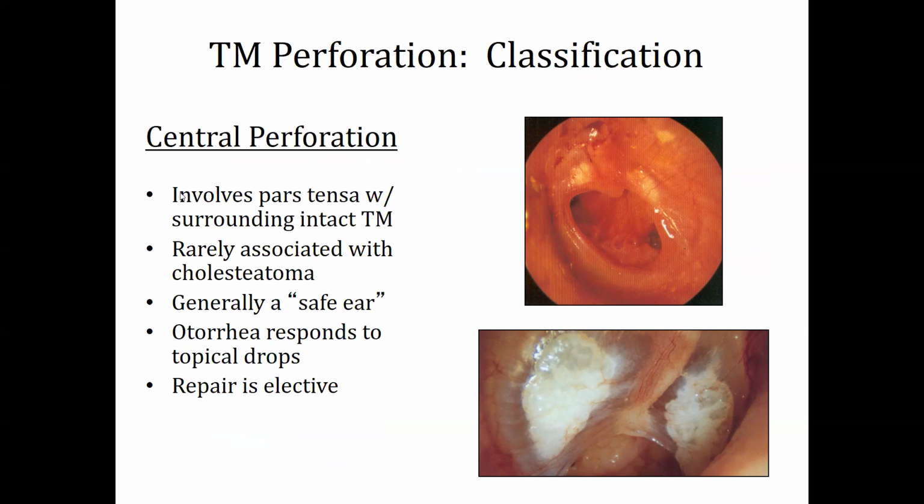So typically, if it just involves the pars tensa or the central portions of the drum, we would call that a central perforation. These do not extend all the way out to the annulus. So they're usually housed within the pars tensa. And so these are rarely associated with cholesteatoma. So some people consider a perforation like this to be generally a safe ear, meaning you're going to have less opportunity to have migration of skin along the canal in through that perforation into the middle ear.